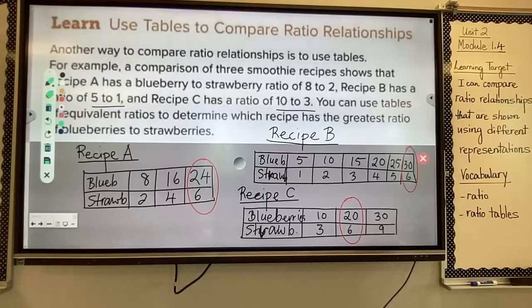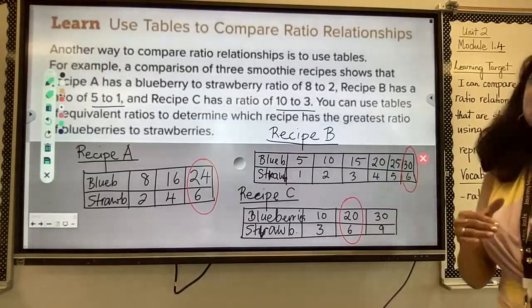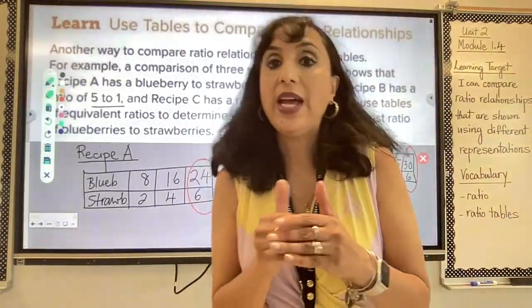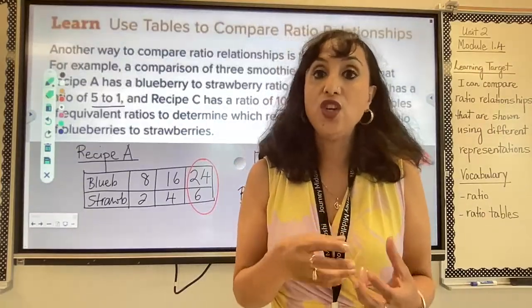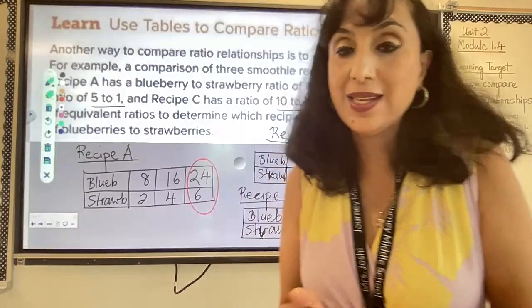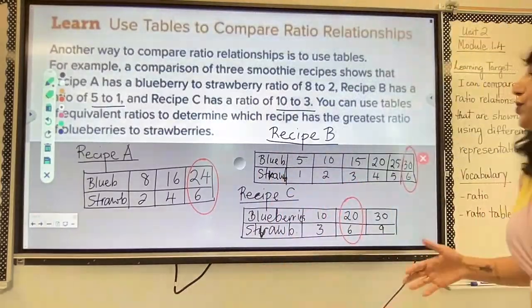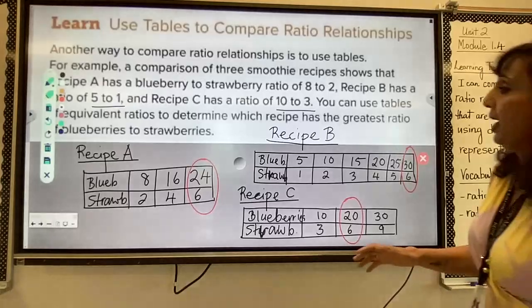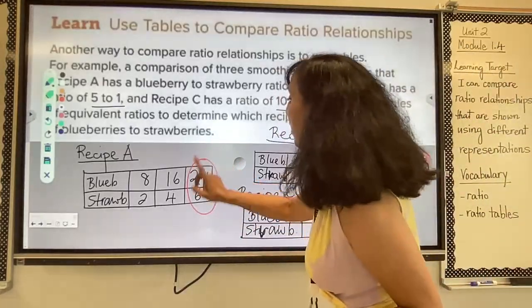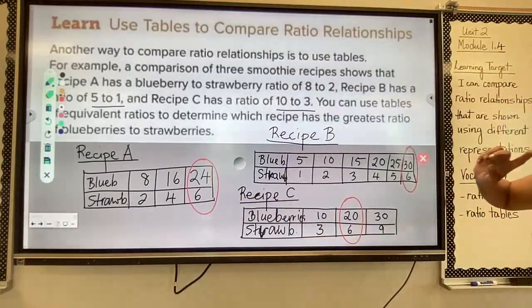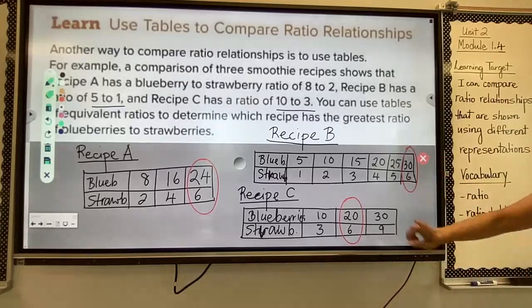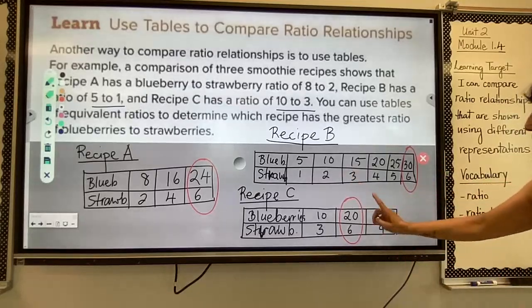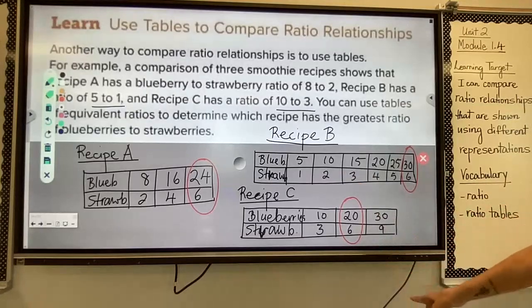Okay, and so when I have the same denominator, I'm looking at the numerator, and I can see which numerator is the maximum when I am comparing. Recipe A has 24 blueberries for 6 strawberries. Recipe B has 30 blueberries for 6 strawberries. And recipe C has 20 blueberries for 6 strawberries.